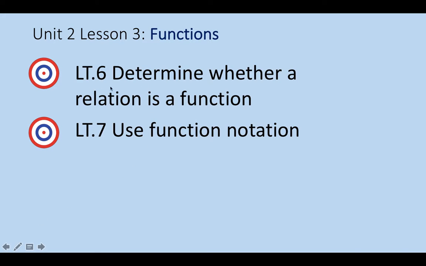And so the two learning targets we wind up being tested on. Number 6, determine whether or not a relation is or is not a function. And then number 7, just be able to use function notation. So we'll be spending a whole lot more time here on number 6 than number 7. But number 6 is definitely one of those where you just think it should be easy, but a lot of times it isn't as easy as you want it to be.